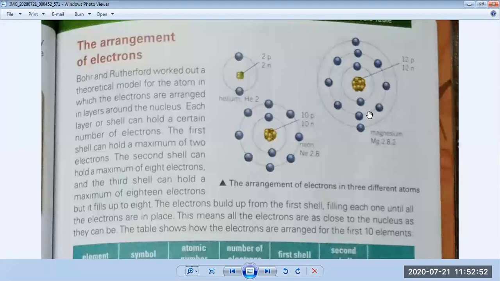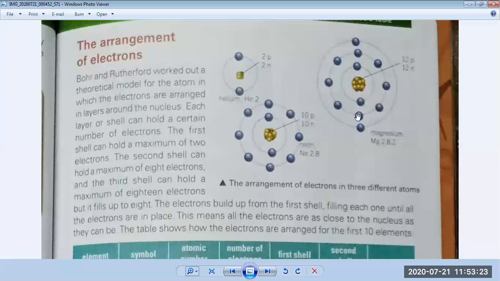Then come to the next shell. Again we will repeat the formula. This is called the L shell. L shell is equal to 2n squared. So we write 2 multiplied by n squared, and for n we write 2. So 2 squared is 4, 4 multiplied by 2, the answer is 8. It means in the second shell we can accommodate 8 electrons.